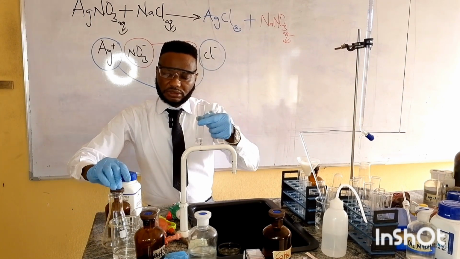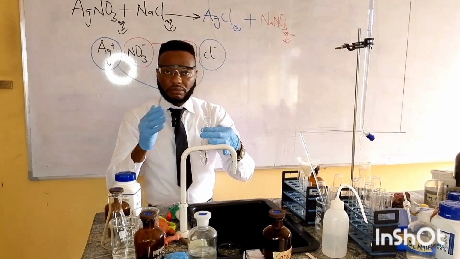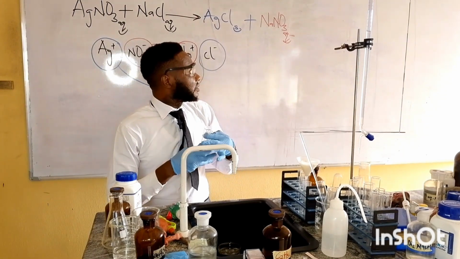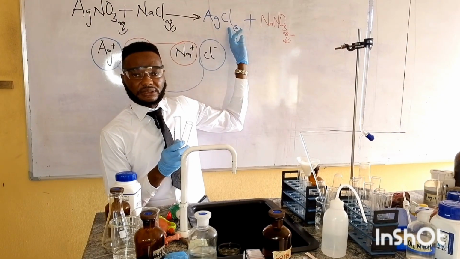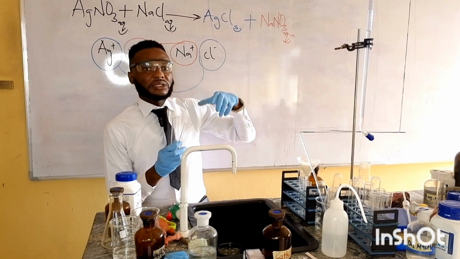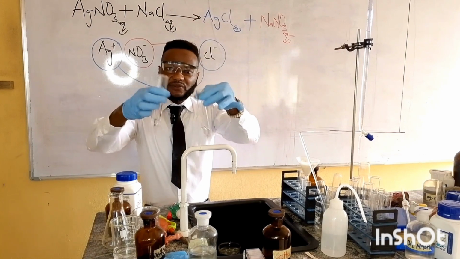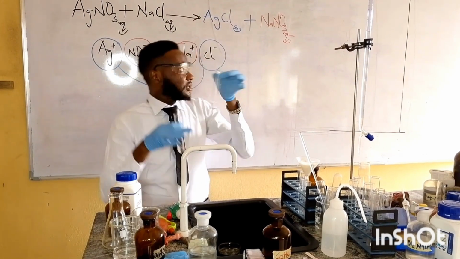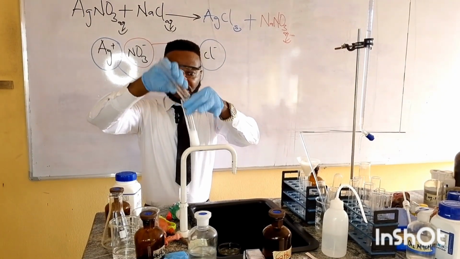So now, once I mix these two solutions together, you are going to see a white precipitate. The white precipitate is the silver chloride. That is AgCl, silver chloride. While the one that is soluble is going to be what? NaNO3. So let's mix them together, because we are preparing an insoluble salt. And what salt are we preparing? AgCl. So let's see it.